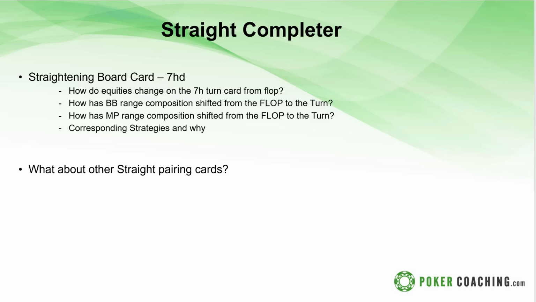Straight completer on the 7 of hearts. So how do equities change on this 7 of hearts turn card from the flop?